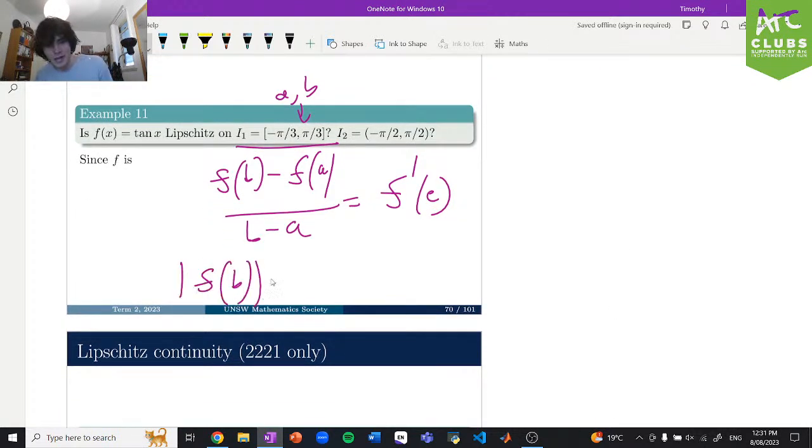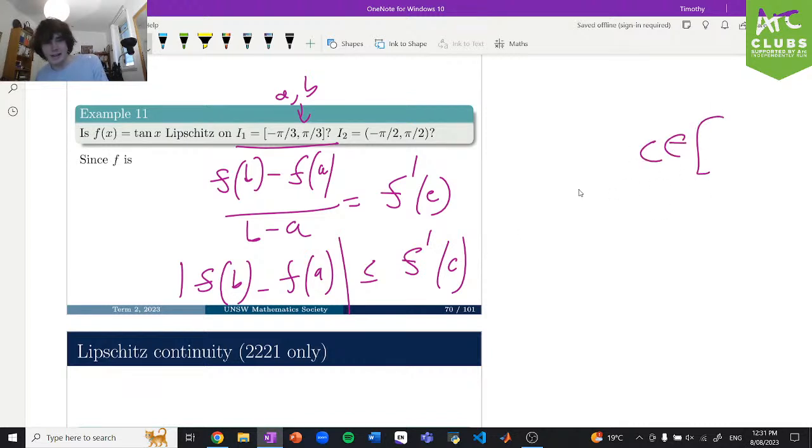into a lovely thing with absolute values, which says the magnitude of f of A minus f of B is less than or equal to the supremum of f dash of C, for C inside our bounded set, times the magnitude of B minus A. Sorry, that's a bit chaotic. I will fix that up.